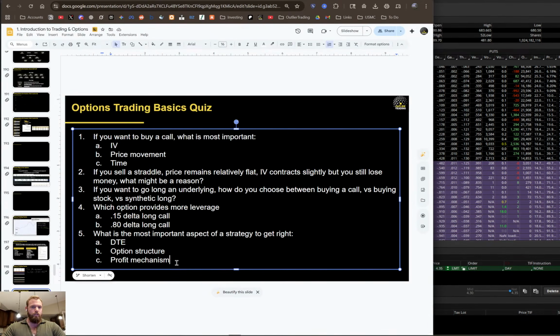Okay, last quiz question. What is the most important aspect of a strategy to get right? Your days to expiration, which is A, the option structure that you use in order to monetize the idea, which is B, or your profit mechanism, which is C. What do you guys think the answer is, A, B, or C?